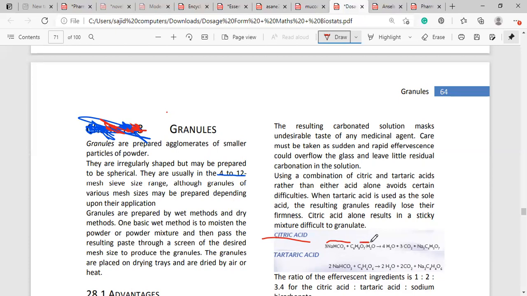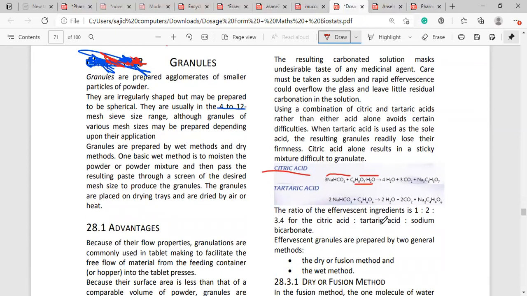Students, these are the equations. This is sodium bicarbonate, this is citric acid. When they react, water, carbon dioxide, and sodium citrate are produced. Similarly, sodium bicarbonate and tartaric acid, when the acid reacts with the base, produce water, carbon dioxide, and sodium tartrate. The ratio of effervescent ingredients is 1 is to 2 is to 3.4 for the citric acid, tartaric acid, and sodium bicarbonate.